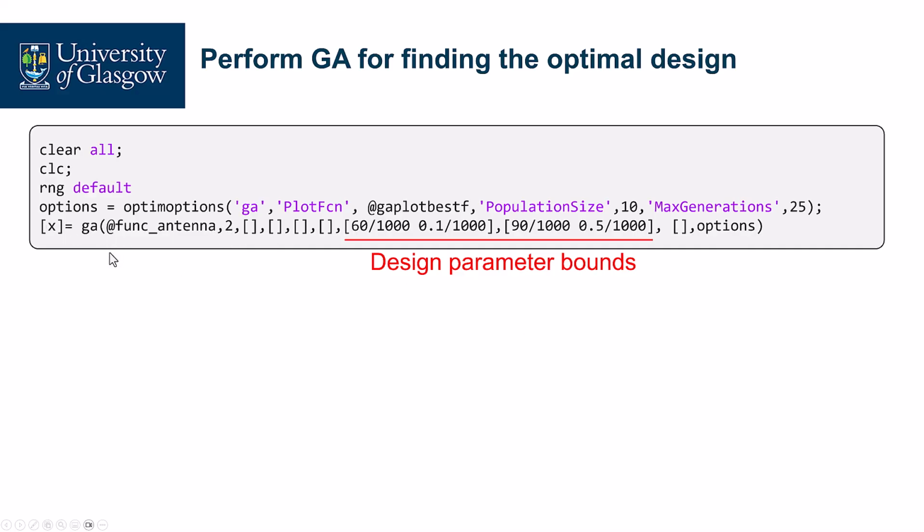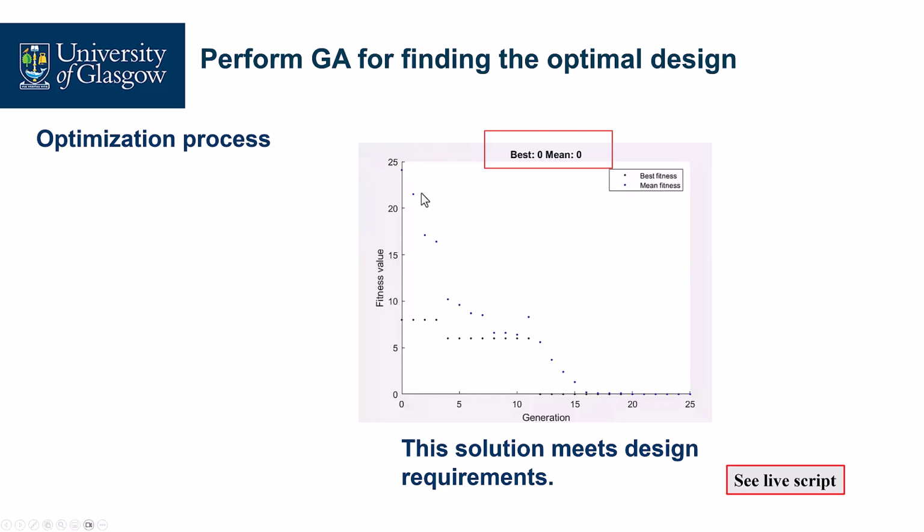We want to output the x, right? Then we see what we will get after the optimization. This figure will show the optimization process, with the best fitness and the mean fitness in each generation shown here. And we can see eventually we get the objective function equal to 0. This means that for all the frequency points, the magnitude of S11 is below minus 10 dB, right?